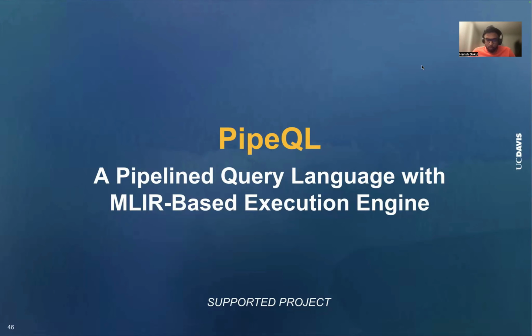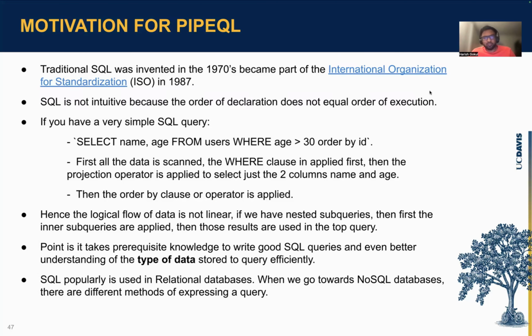This is going to be PipeQL, a pipeline query language with an MLIR-based execution engine. The motivation for PipeQL was that traditional SQL was invented in the 1970s. It became part of the ISO standard, but it later turned out to be very non-intuitive because it does not have a declarative pattern, right? So the logical flow of data is not linear. If we have nested queries, then the first inner query gets applied, and then those results are used in the top query. So it's sort of like inside out.